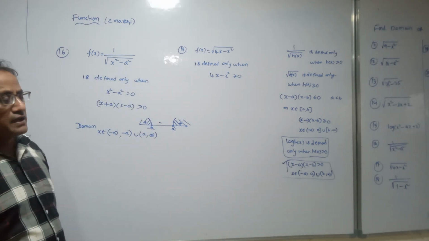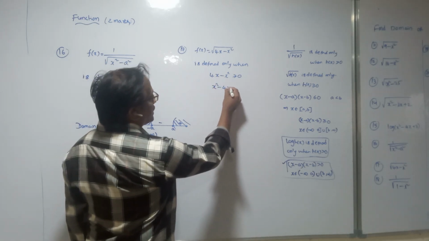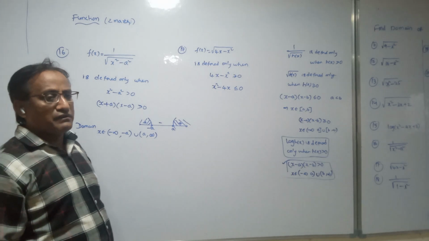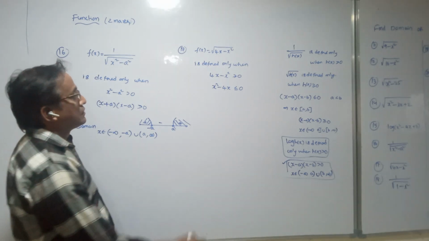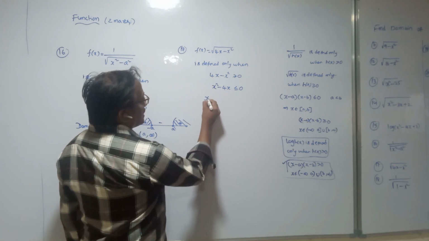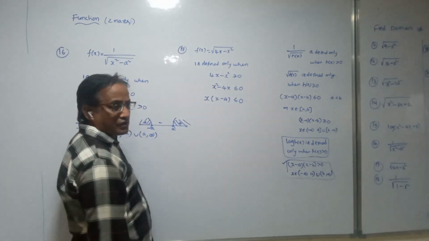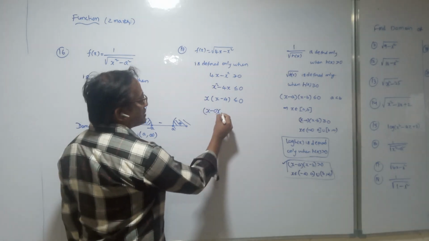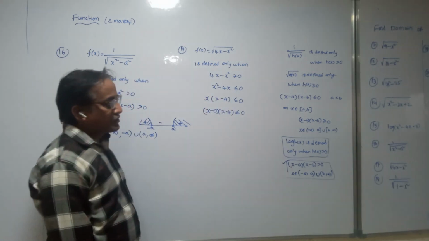Now you will multiply with minus. So x square minus 4x less than or equal to 0. If you multiply with minus, inequality will change. Okay. Now this can be written as x into x minus 4 less than or equal to 0. This can be written as x minus 0 into x minus 4 less than or equal to 0.